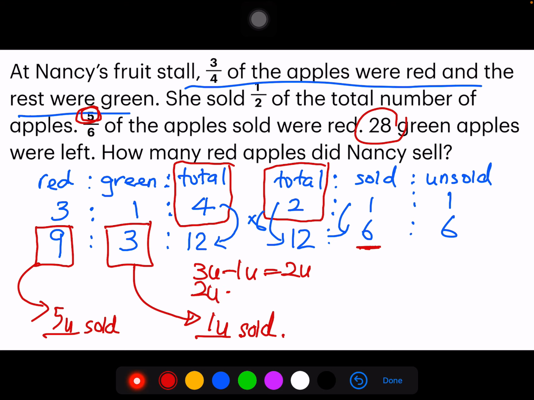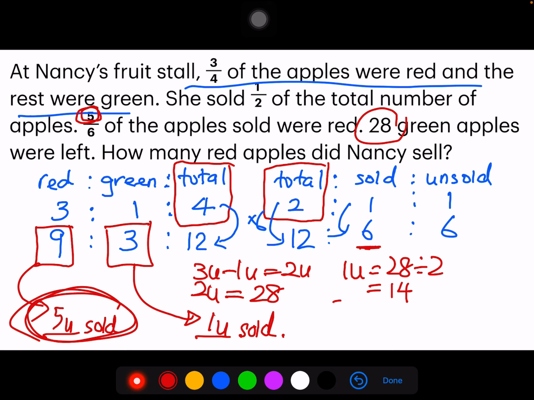So 2 units is equals to 28. Same thing, find 1 unit. 28 divided by 2 gives me 14. And they want to know how many red apples did Nancy sell. So it's here, 5 units. 14 times 5, giving me 70 again.